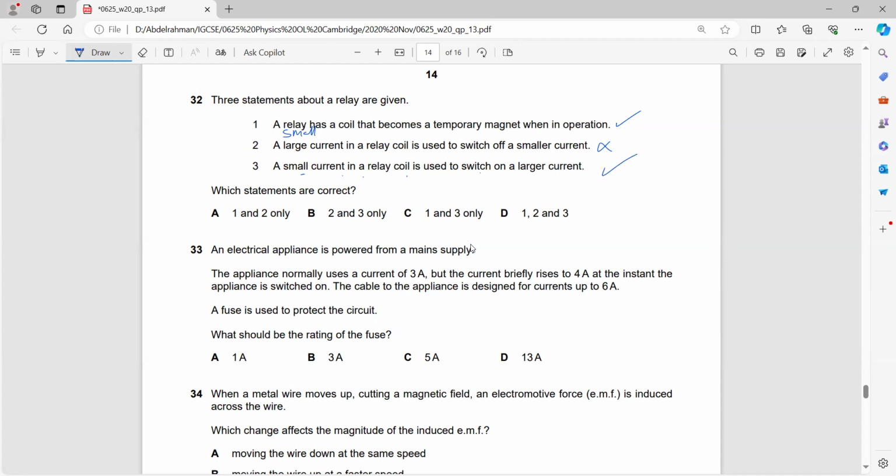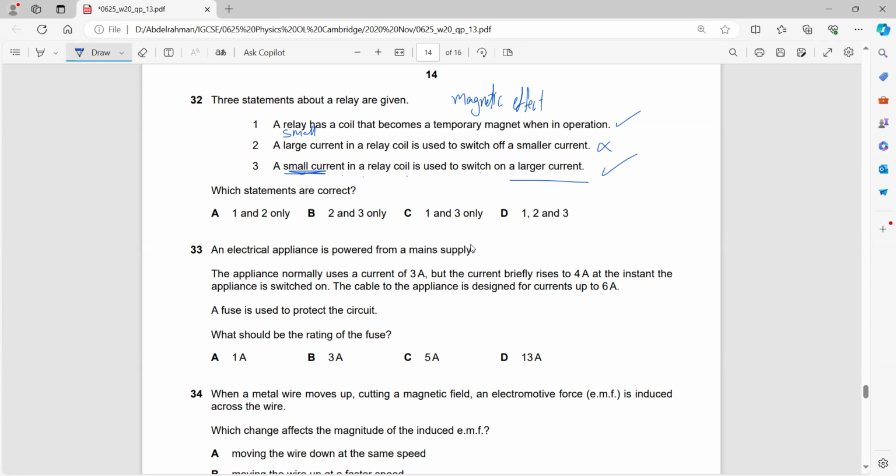Why do we use a relay? What is a relay? It's a device which uses the magnetic effect. Why does it use this magnetic effect? To be able to use a small current to switch on a larger current. And that's all you need to know about a relay.